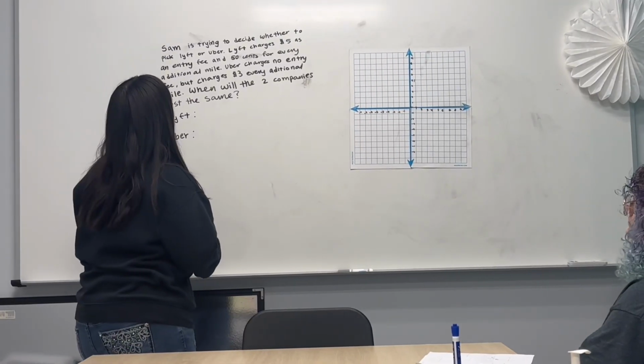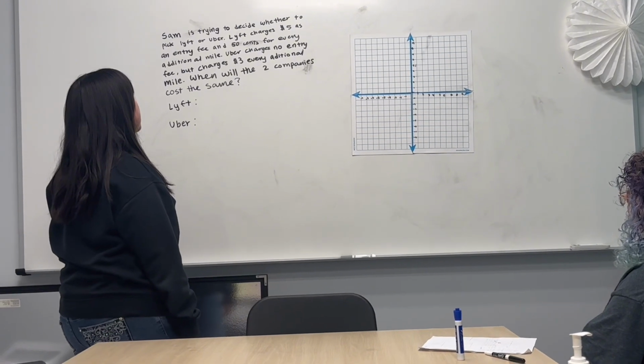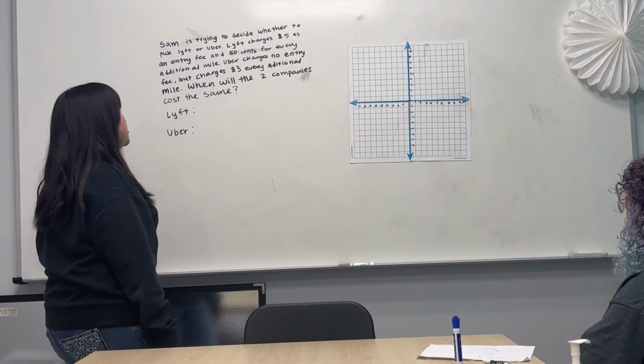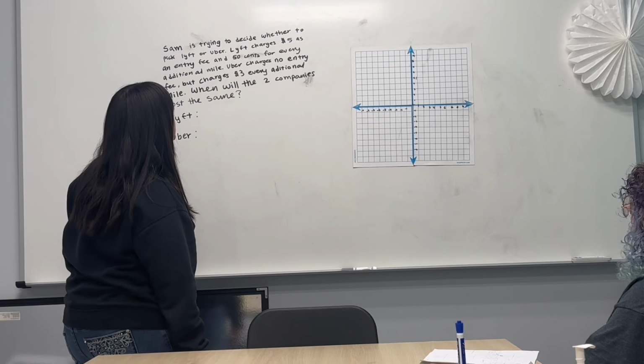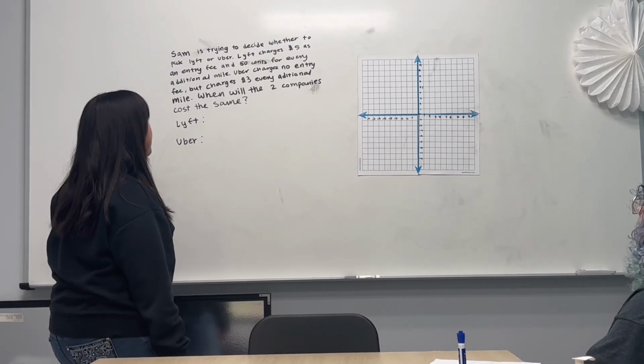Sam is trying to decide whether to pick Lyft or Uber. Lyft charges $5 as an entry fee and 50 cents for every additional mile. Uber charges no entry fee, but charges $3 for every additional mile. When will the two companies cost the same?